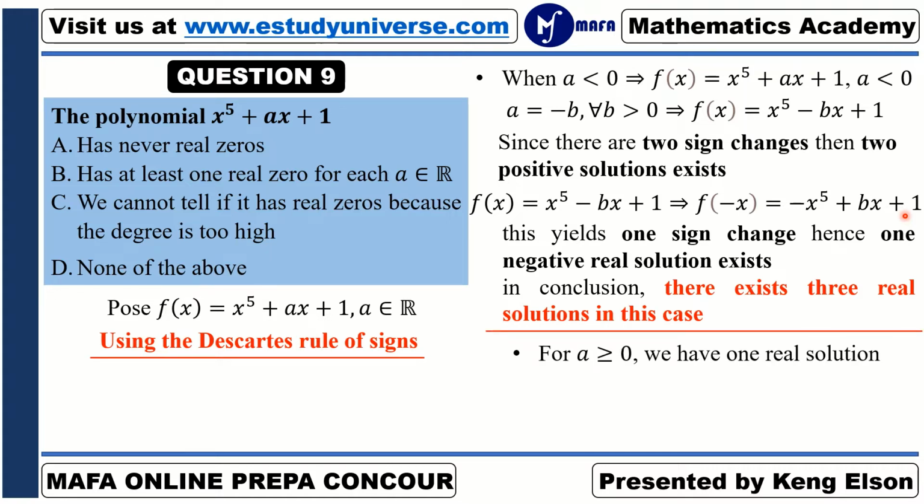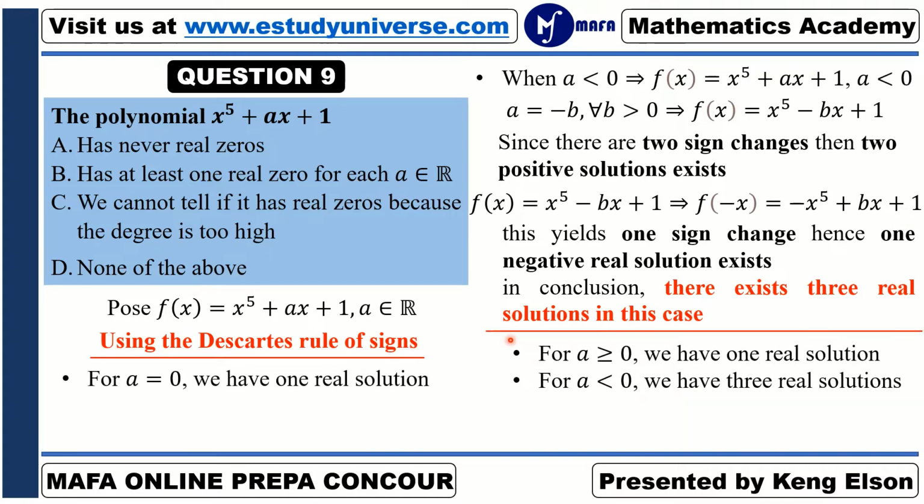So in conclusion, when a is equal to 0, there was one real solution. When a was greater than 0, there was one real solution. Therefore, when a is greater than or equal to 0, there is one real solution after combining the two situations here. And now when a is less than 0, how many solutions do we have? We have 3 real solutions.